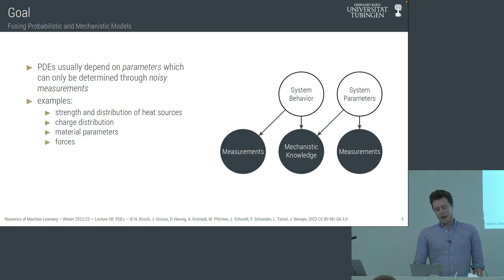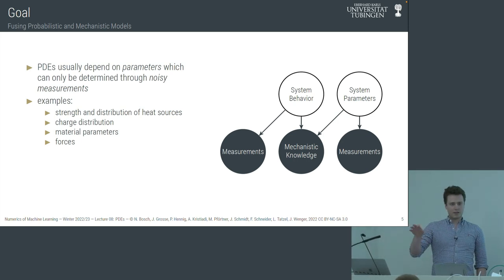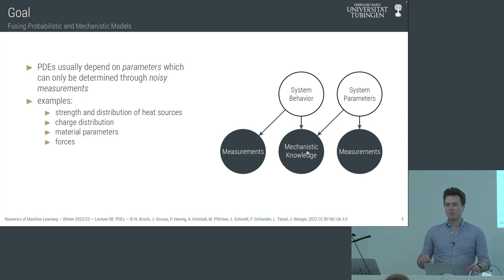And sometimes we also have measurements of the system itself. Think about a heat simulation of the heat distribution. We might just place a thermometer at a certain point in our simulation and measure the temperature of a piece of metal, for example. But we can't do that at every point of the simulation. And this is why we need that mechanistic knowledge to interpolate between our measurements.